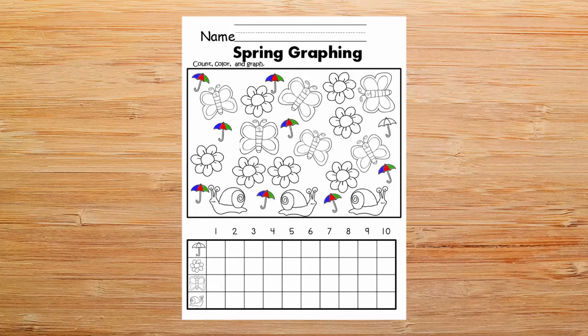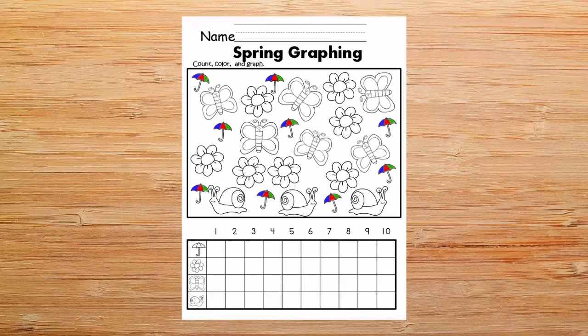Have I colored in all of the umbrellas? No, I missed one. Let's fix that. Well done. Now what we are going to do is we are going to graph or to show our findings below. You need to show me how many umbrellas you colored in.